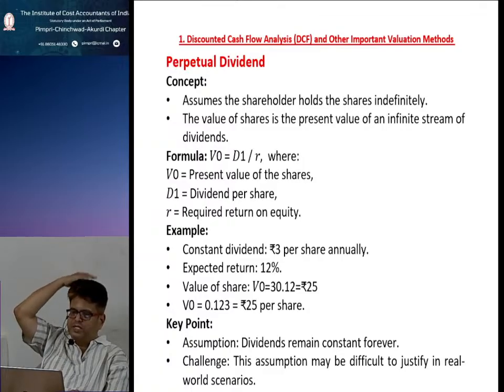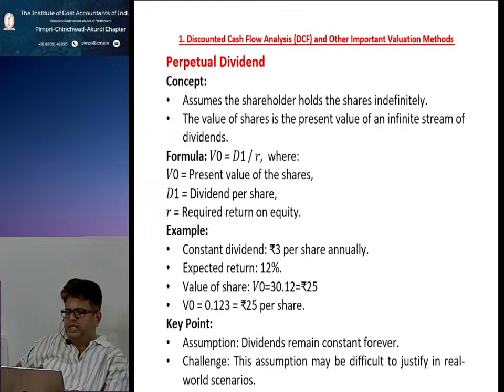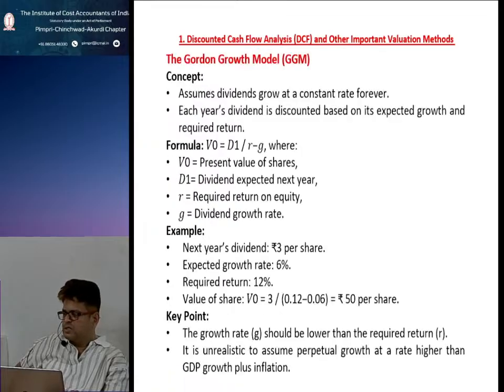The value of shares is the present value of an infinite stream of dividends. Formula is V0 is equal to D1 divided by R, where V0 is equal to present value of the shares, D1 is equal to dividend per share, R is equal to required return on equity. Example, as we see, key point assumption: dividends remain constant forever. Challenge is that this assumption may be difficult to justify in real world scenarios.